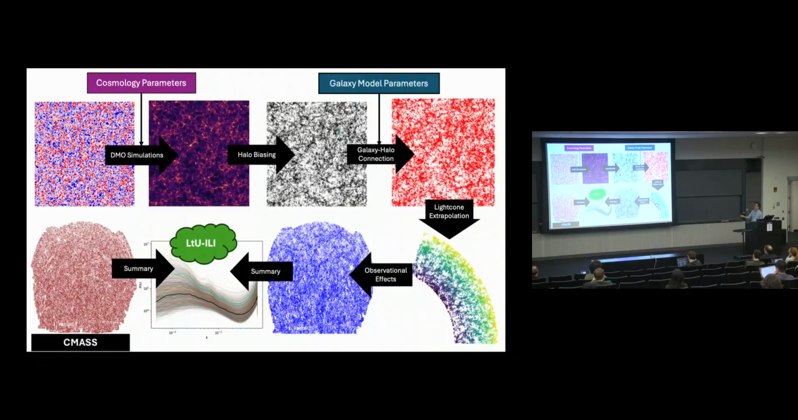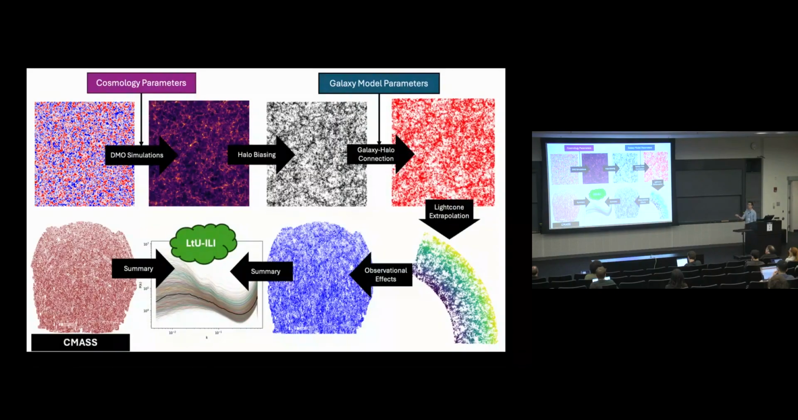I run a simulation. The simulation gives me halos in space, dark matter halos in space. I populate those dark matter halos with galaxies. I position those galaxies on a light cone. I cut out various masks and stuff. And then I measure things like 2-point correlation functions. And then I compare things to the observational data, right?